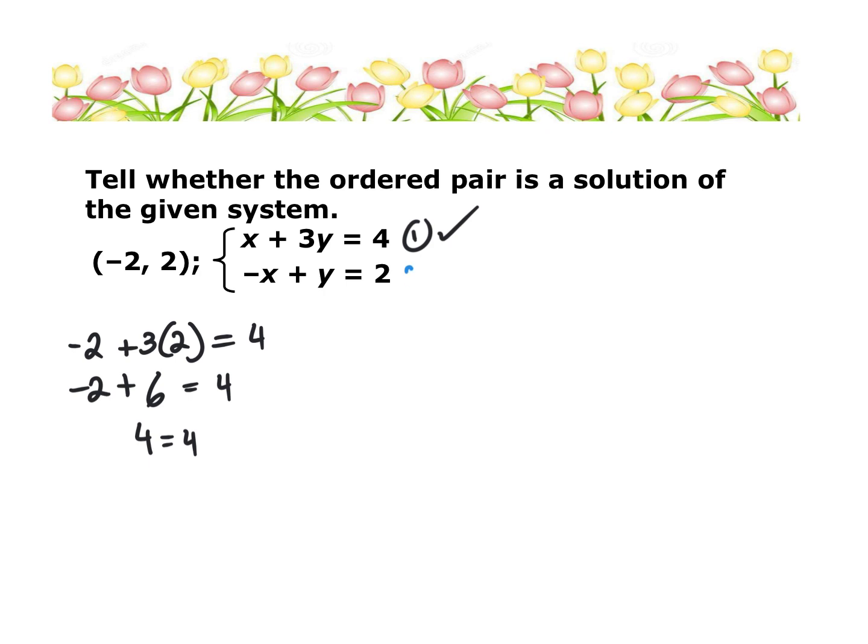Now we have to try out the second equation. So negative 2 plus positive 2 equals 2. Now a negative times a negative 2 is going to become a positive, so we're left with positive 2 plus 2 is equal to 2. 2 plus 2 is 4. And we get 4 equals 2. That is not a true equation, so it will not be a solution.